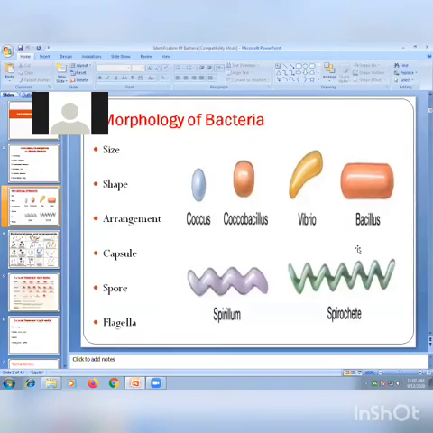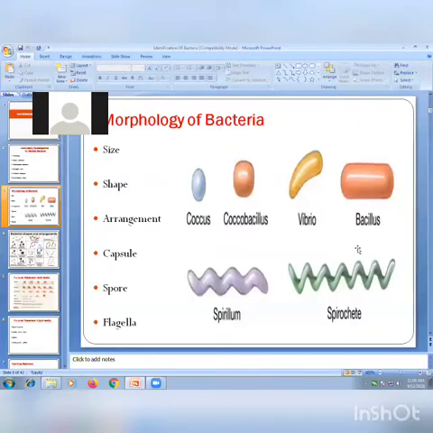Then the spore. The spore is optional, so it may be present or absent. But those bacteria which possess the spore are called sporogenic bacteria. The well-known examples are the aerobic Bacillus species, Bacillus subtilis, Bacillus anthracis, Bacillus licheniformis, all of which are spore-forming bacteria. Among the anaerobes is the Clostridia group, Clostridium tetani, Clostridium perfringens, botulinum, all of which are spore-bearing bacteria. So that is again useful for identification.